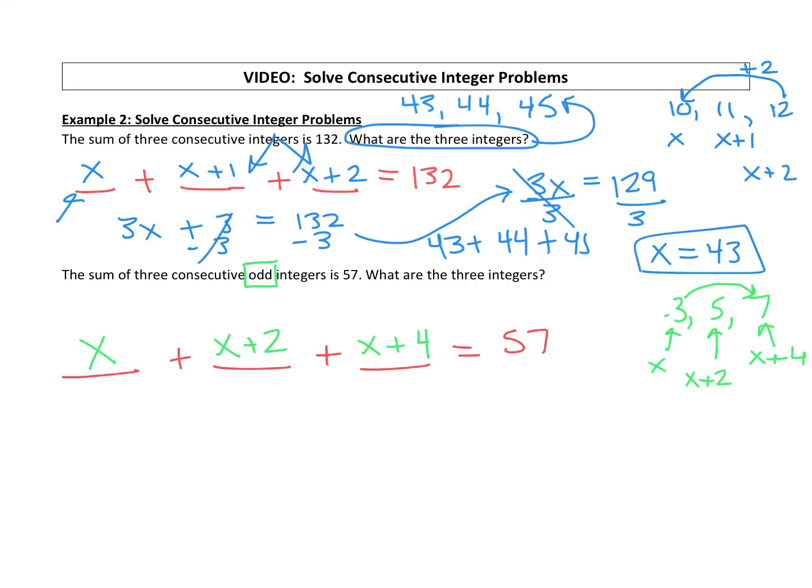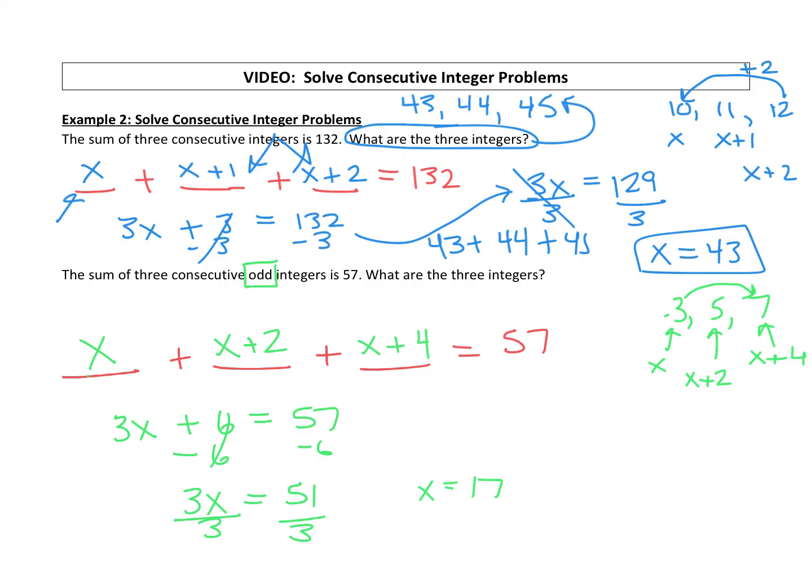All right, combine like terms. You have an x plus an x plus an x, so there's that 3x again. This time we have a 2 plus 4 to give us 6, and equals 57. And then we start solving. We will subtract 6 from both sides first. So 3x equals 51. Divide both sides by 3, and we get x equals 17.